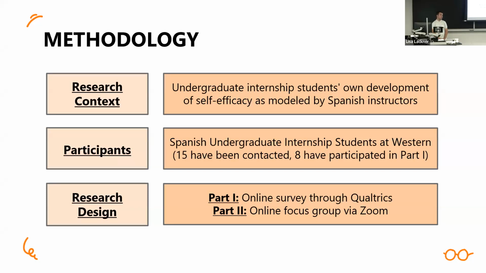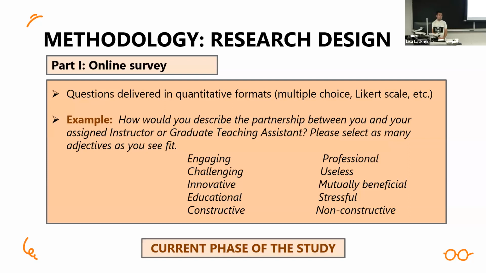The research design is twofold. We first start off with part 1, which is the online survey administered through Qualtrics, and part 2, which consists of an online focus group that will be done via Zoom. So here you can see an example of one of the questions in the online survey. The online survey aims to provide quantitative data in the form of multiple choice and Likert scale questions, and this is the current phase of the study.